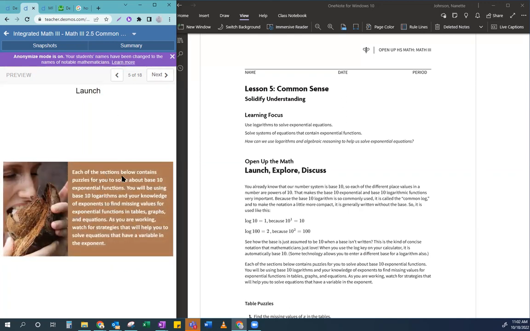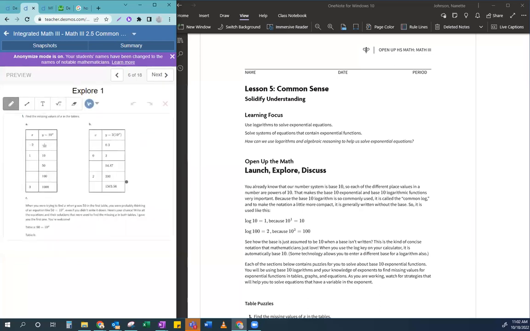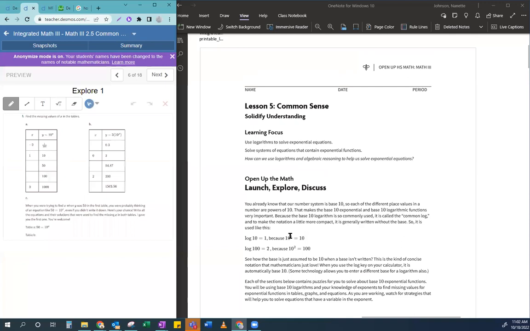Each of the sections below contains puzzles for you to solve about base 10 exponential functions. You will be using base 10 logs and your knowledge of exponents to find missing values for exponential functions in tables, graphs, and equations. As you're working, watch for strategies that will help you to solve equations that have a variable in the exponent. Now, listen, there's more than one way to solve these equations, so don't get frustrated when it doesn't make sense.